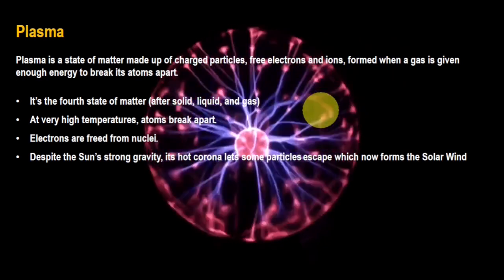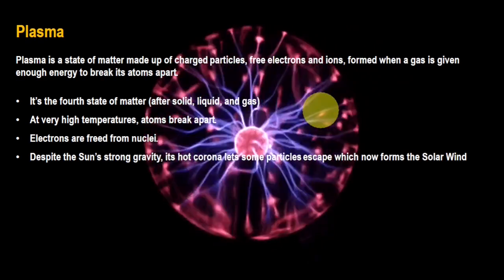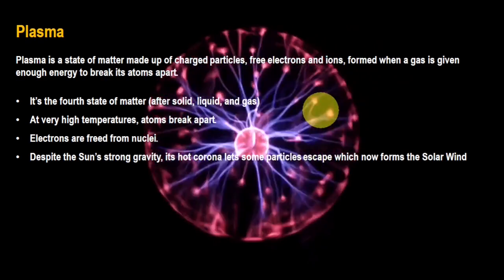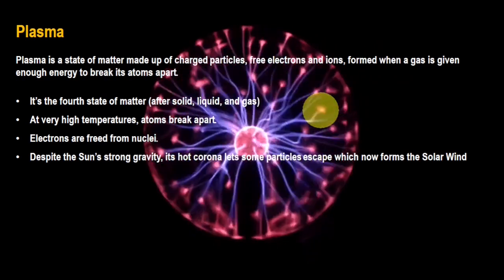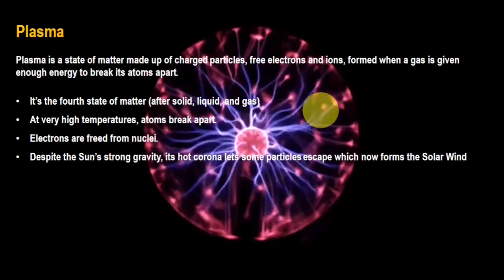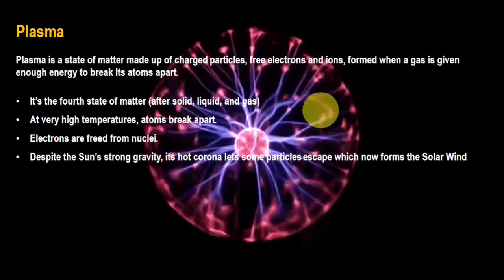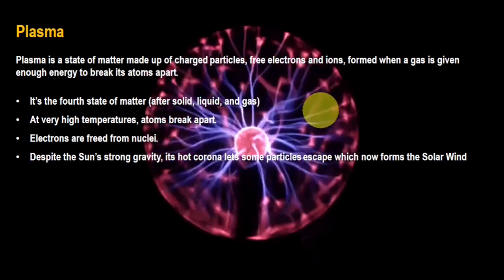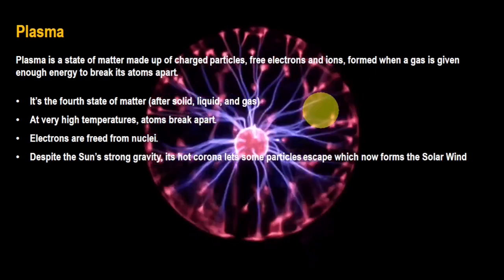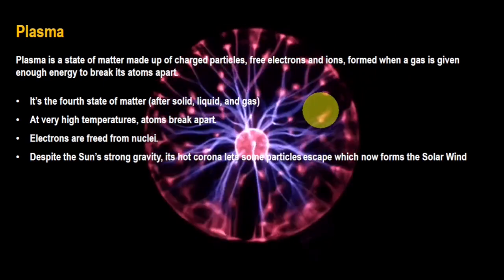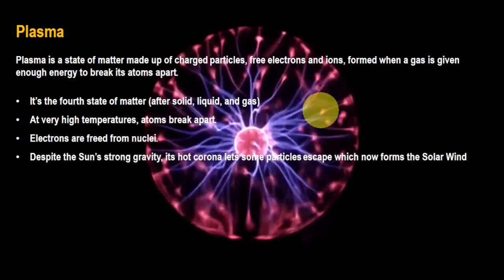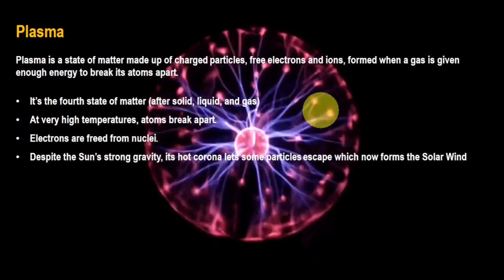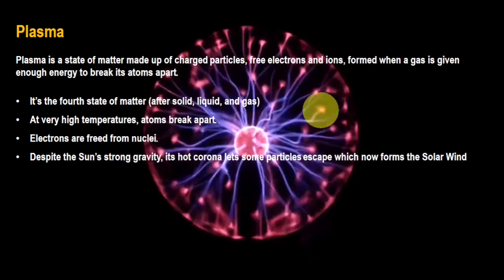So you have these free electrons and you have ions. Now, the sun is very massive, so its gravity is insanely strong. It is very massive, so it traps this plasma, just the same way gravity traps everything around us.